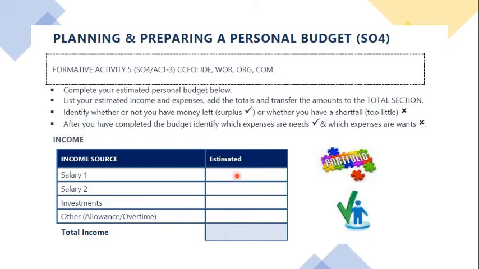How much do you think that is? Now, small variances will occur, but how much do you think estimated? Salary 2 can be a partner. Any investments coming in already into your account, and maybe you have a cell phone allowance or you've got overtime, and then you need to add the total income for me.